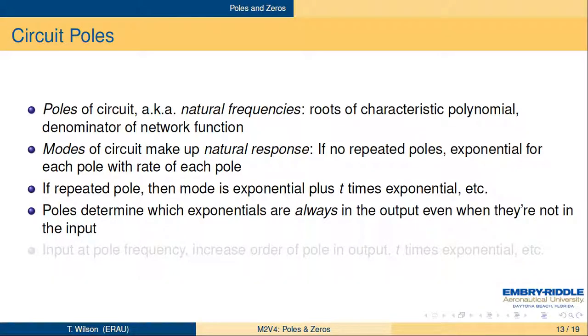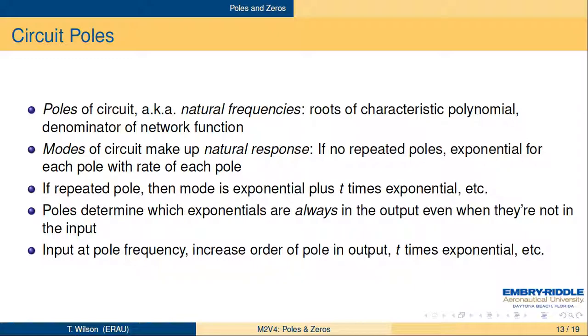So the poles determine which exponentials are in the output, even when they're not in the input. The pole frequencies show up as exponentials in the output, even when they're not in the input. That's the natural response of the circuit. You're always going to get that if you excite the circuit in any way. You thump it, you turn it on, you put in a step or an exponential of some form. You're always going to get those transients from that natural response, and the rates of those transients are the pole locations.